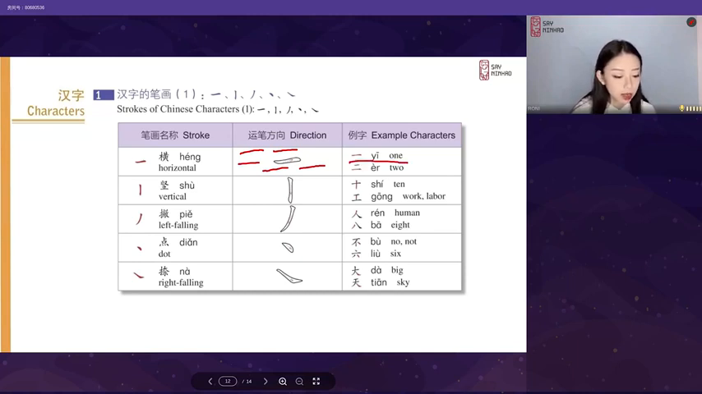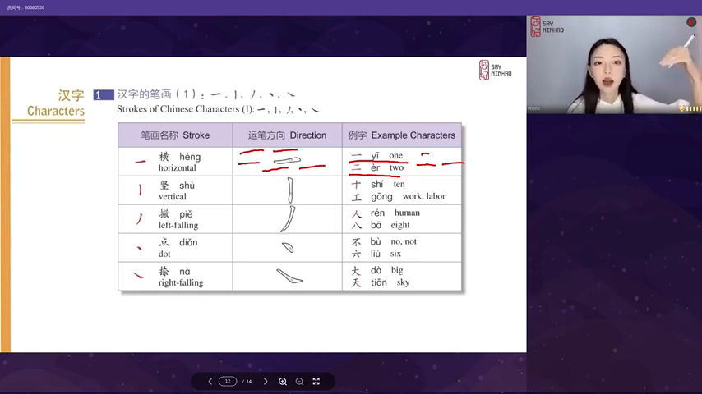First one is just one horizontal, and its pronunciation is yī. It means one in Chinese. And next one, we can see there are two horizontals, one shorter and one longer. It is èr, which means two. So this is horizontal, héng.